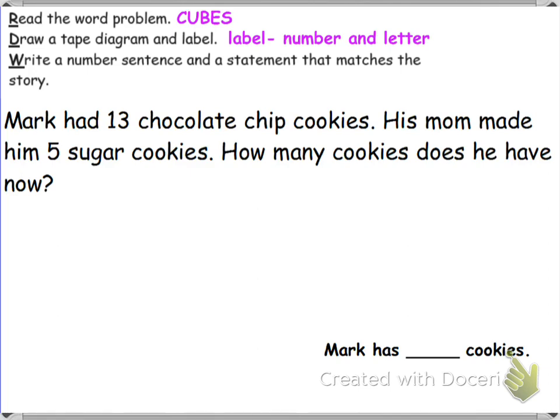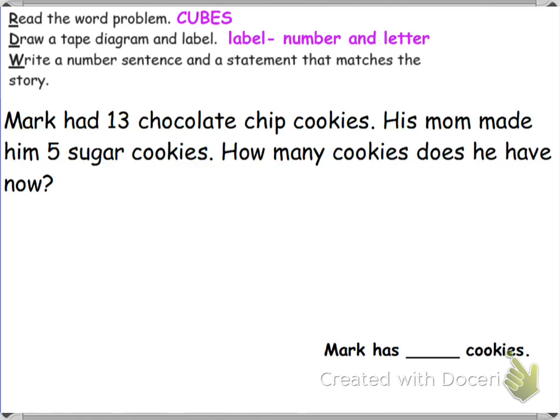And we actually use these steps called R, D, W. The R is for read the problem, which is by doing cubes. D, which is draw the tape diagram and label. And whenever we label, we mean with the number and the letter. And W, you write the number sentence and statement that matches the story, which most times the statement comes with it. We just have to put the answer to complete that statement.